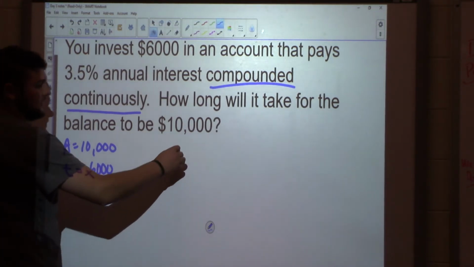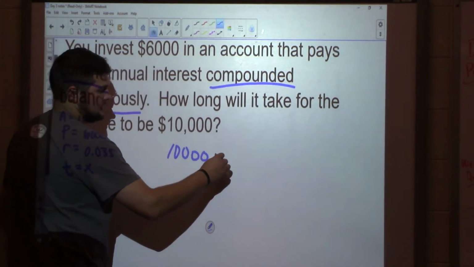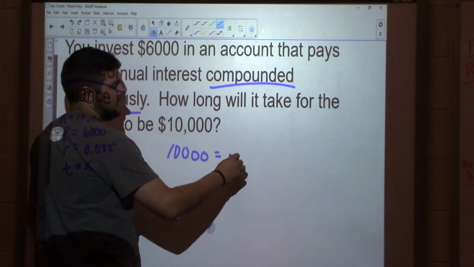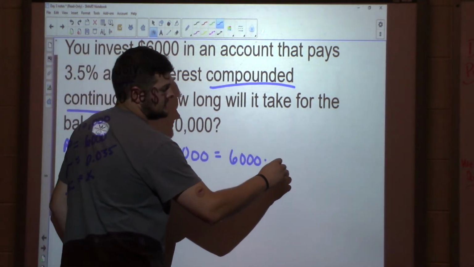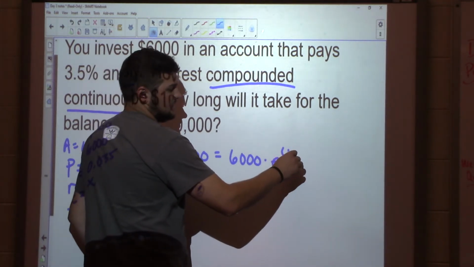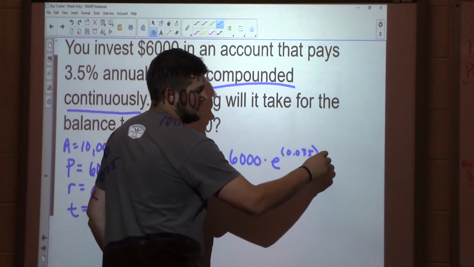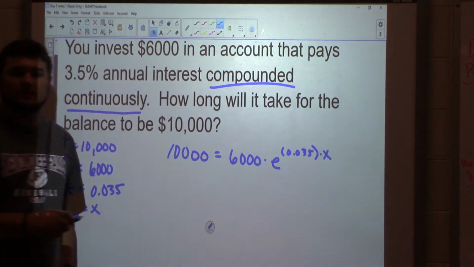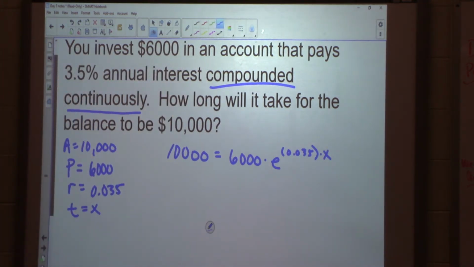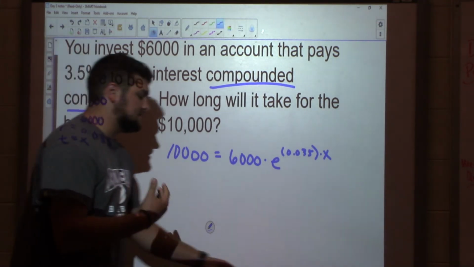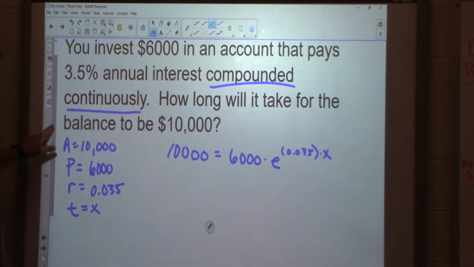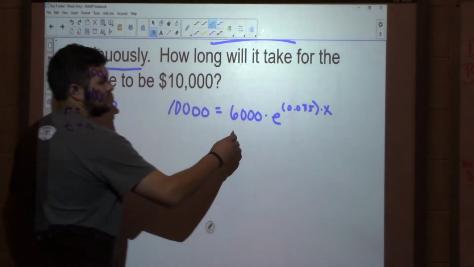So I'm plugging it in. 10,000 equals 6,000 times e to the 0.035 times x power. Oh, how are we going to solve this? Divide by 6,000 first, right? If this was last unit, we'd punch it in our calculator. But we know how to solve this now. So, divide by 6,000 first.